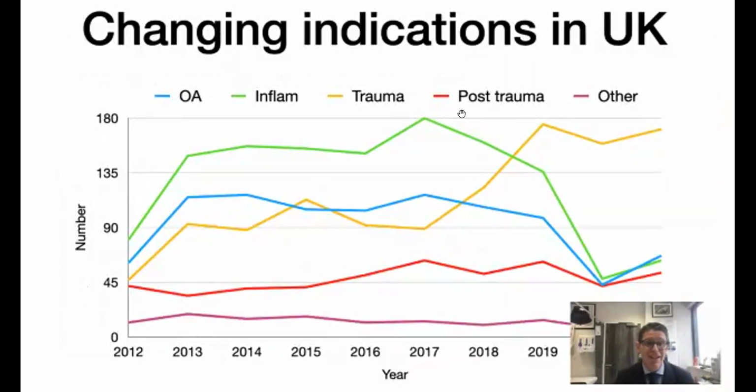We are definitely seeing a change in the UK. If you look at the yellow line, this is the trend for elbow arthroplasty for trauma, which has doubled in the last 10 years.